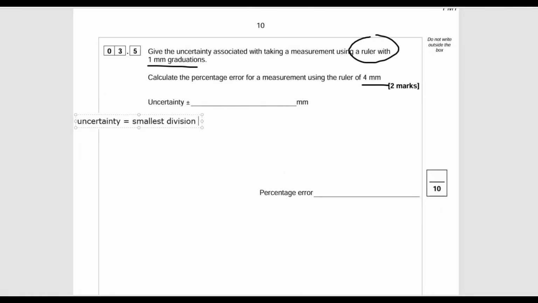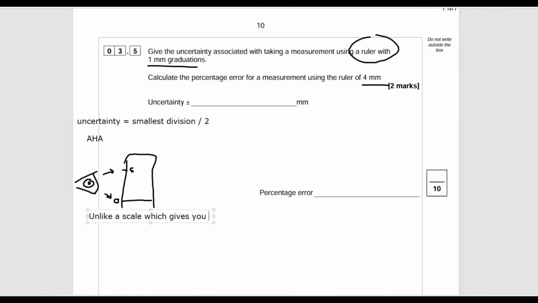They don't do this so much in chemistry, but uncertainty is the smallest division divided by 2, that's dead easy, right? Aha, we have a little issue here. We're using a ruler. So when you take a measurement with a ruler, you look at 0 millimeters and then you go up to another number, say 5 millimeters long. So you actually have uncertainty in 2 places on the ruler.